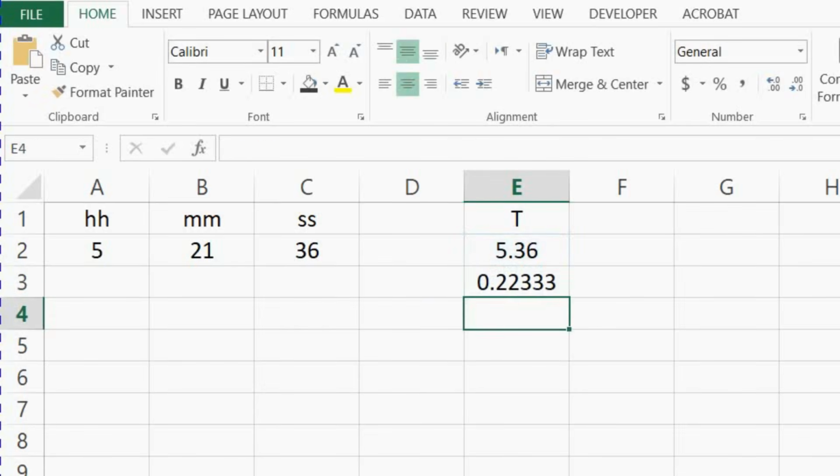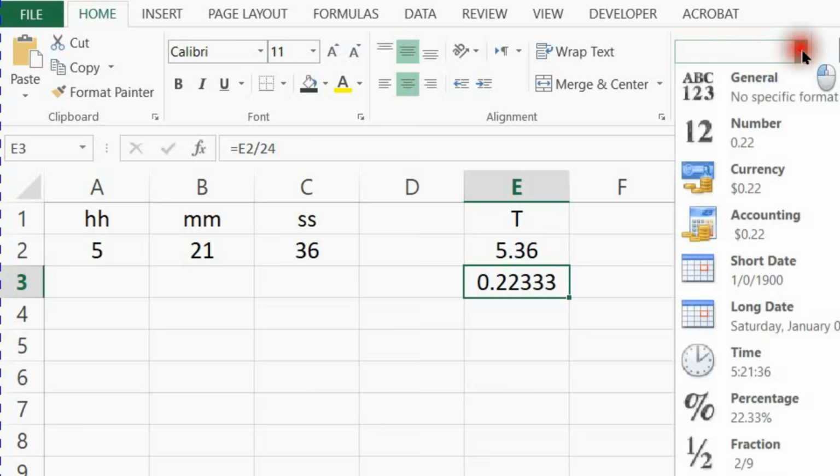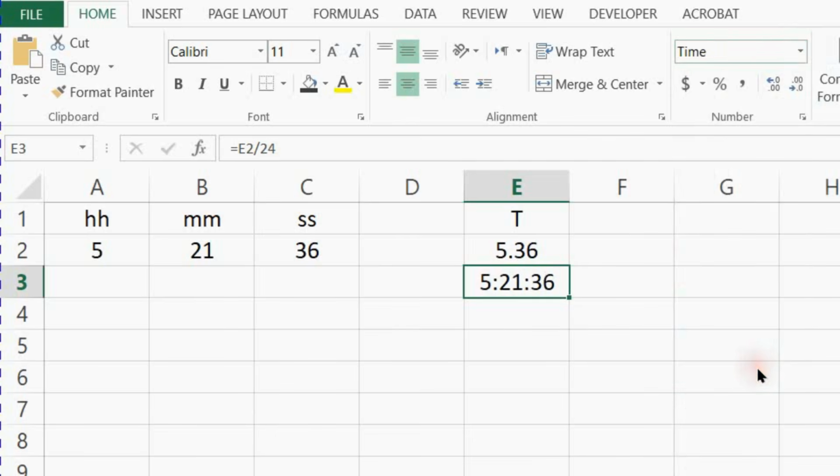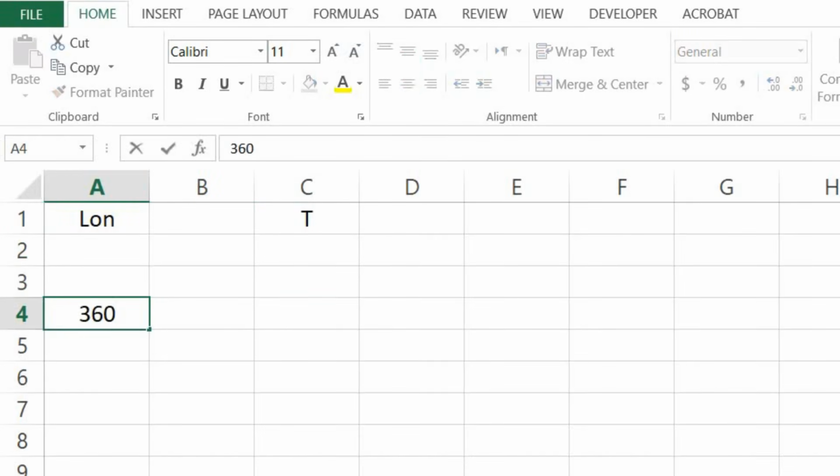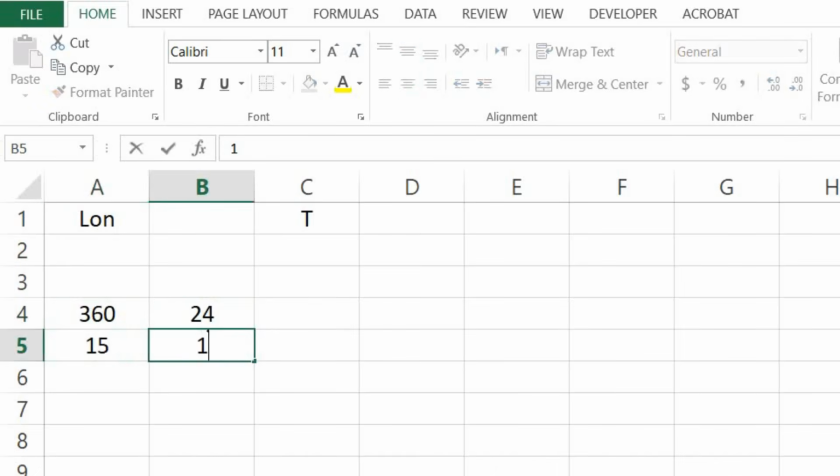And this is how Excel stores time. If we take the same value and use the time format, we'll see that the time is displayed. The next conversion we'll do is degrees to time. In astronomical calculations, time and angles are closely related. The Earth rotates 360 degrees in 24 hours, which is 15 degrees per hour and 4 minutes per degree.